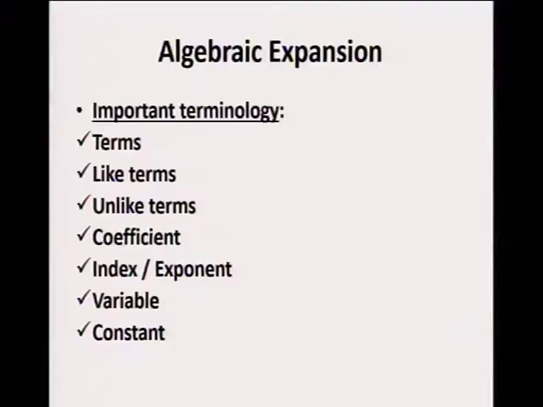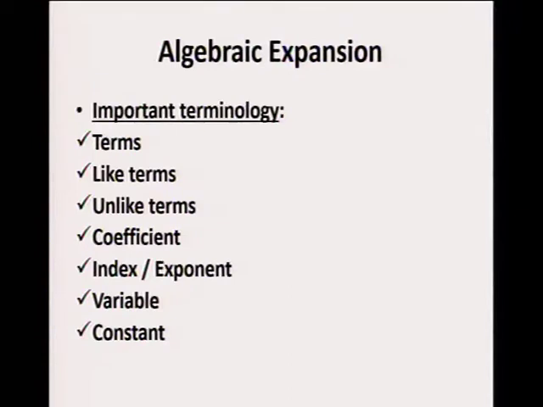The coefficient is the number in front of the letter. The index or the exponent is the power to which the specific term is raised. A variable is basically the letter within that, and then the constant is the number that stands alone. So now we will get to understand some of those terminologies as we proceed with our examples also.